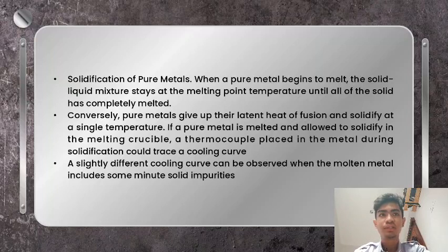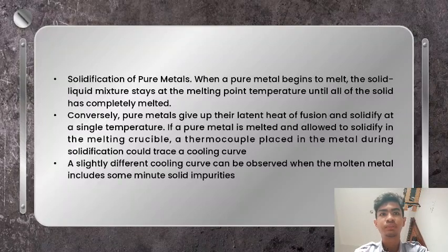Solidification of pure metals. When a pure metal begins to melt, the solid-liquid mixture stays at the melting point temperature until all of the solid has completely melted. The amount of thermal energy needed to complete the transformation from solid to liquid is defined as the latent heat of fusion of a material. Conversely, a pure metal gives up the latent heat of fusion and solidifies at a single temperature.